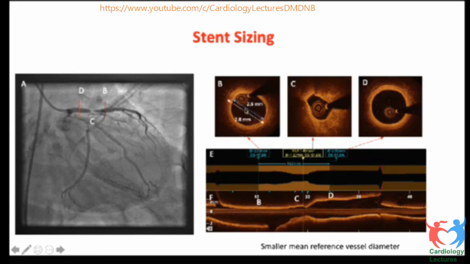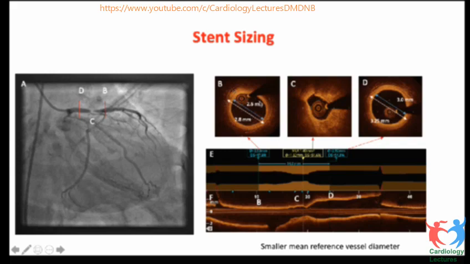And you measure external elastic membrane, that is your vessel dimension. So this is a mean of maximum and minimum. This is 2.8 millimeter. Similarly, you do proximally. Average lumen diameter is 3. Average EEL diameter is 3.25.